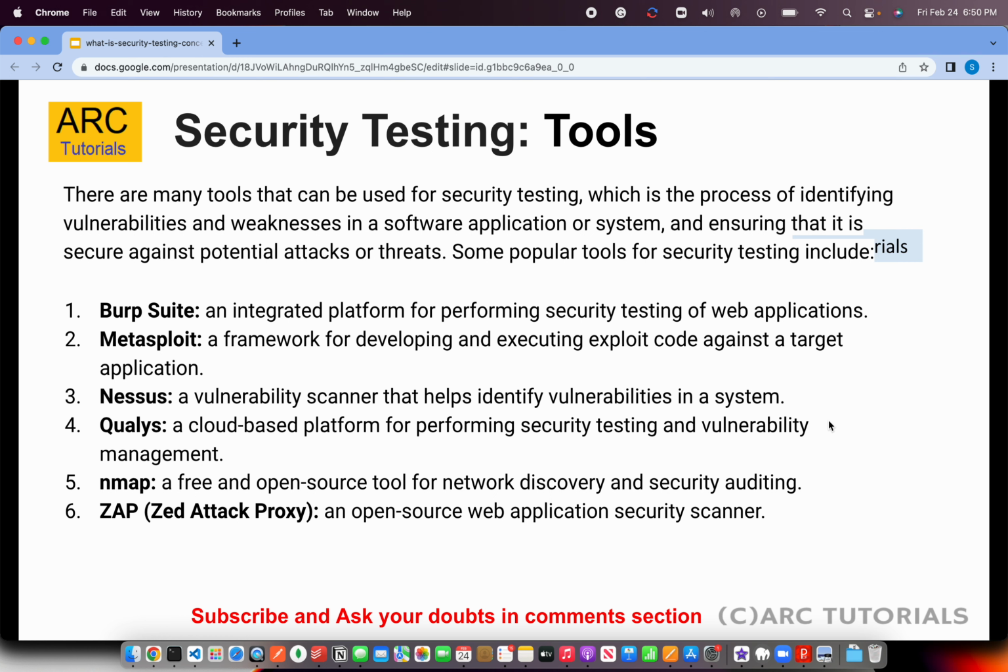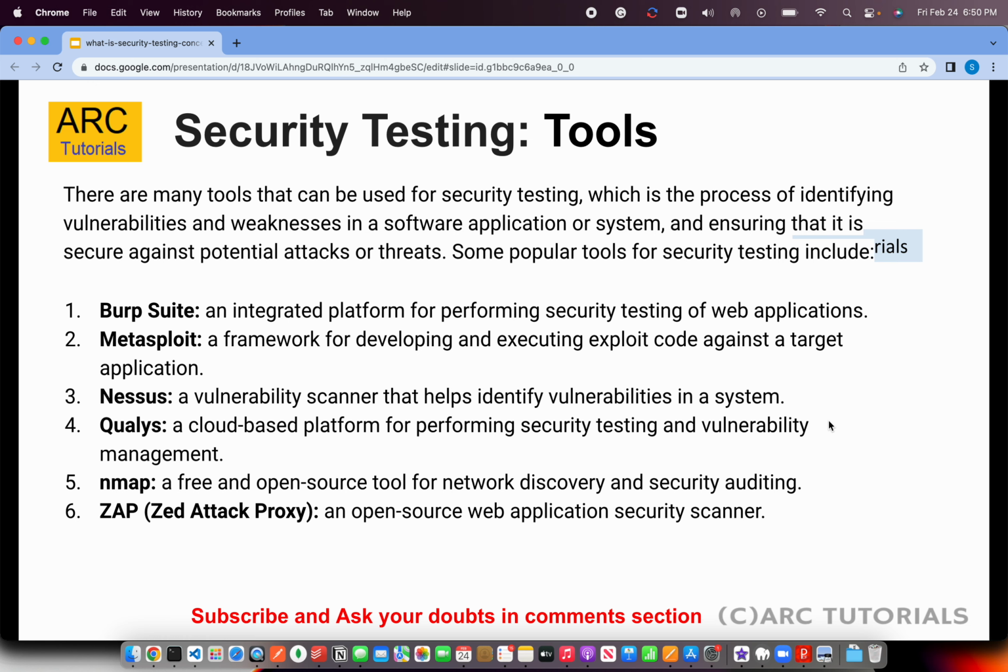Now, what are some of the tools that are used by these specialized teams which try to safeguard our applications? So there is Burp Suite, right? It's an integrated platform for performing security testing of web applications. Then there is Metasploit. That is a framework for developing and executing exploit code against a target application. These are all simulations, not exact replication of what could be. It could be dangerous, but these tools and applications definitely help in identifying those gaps.